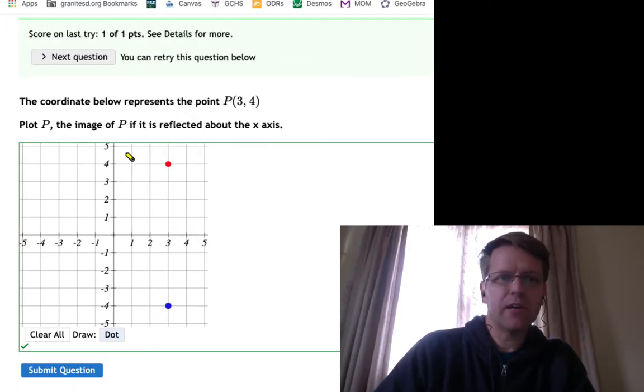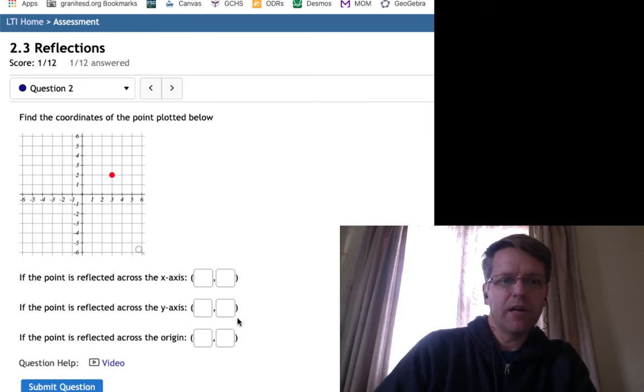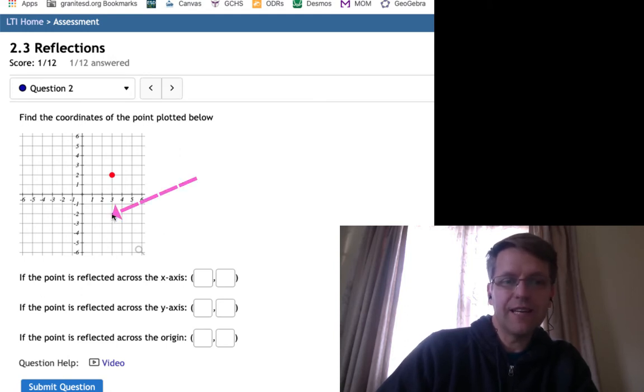Let's try another one. How about this one? So if we reflect across the x-axis, that's across this axis right here. So instead of being up, it's going to go down. So this one is up 2 from the x-axis. Now it's going to go down 2 from the x-axis. So it would land right there. And instead of clicking a dot, I need to put its points. So this one's going to be, instead of (3, 2), this is going to be (3, -2).